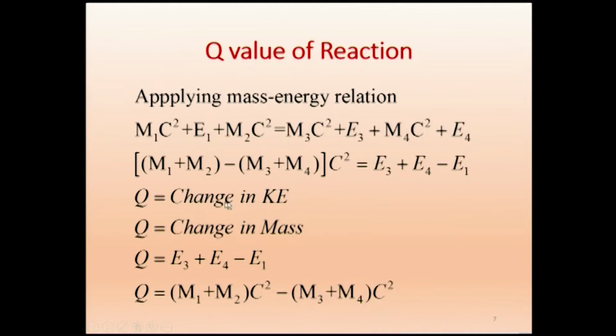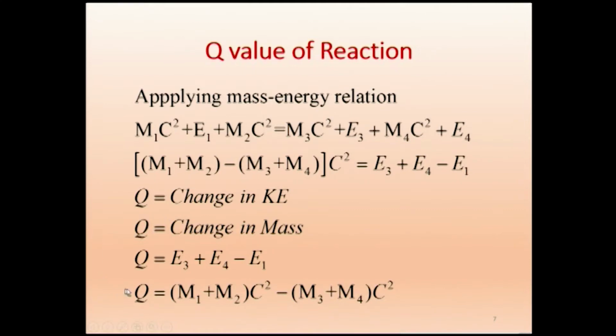So Q is the change in kinetic energy. What is the change in kinetic energy? This one, E3 plus E4 minus E1. That is the kinetic energy after the reaction, E3 plus E4, and before the reaction we get minus E1, the incident particle. This is the change in kinetic energy, and that is also equal to the change in mass.